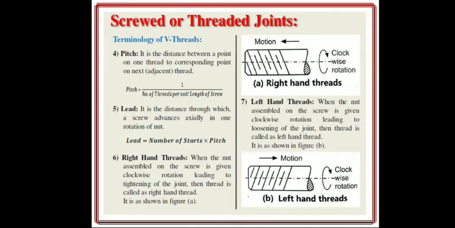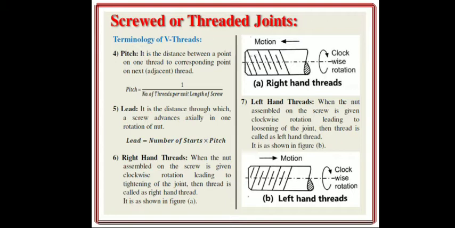Then the fourth terminology, pitch. In the case of a power screw, we have already seen pitch with the small p notation. And what is p? It is the distance between two successive threads in the case of a power screw. Here, it is the distance between a point on one thread and the corresponding point on the next adjacent thread, the same as in a power screw. And pitch is nothing but 1 divided by the number of threads per unit length of the screw. The fifth one, lead. It is the distance through which a screw advances axially in one rotation of the nut, where lead is equal to the number of starts times the pitch.